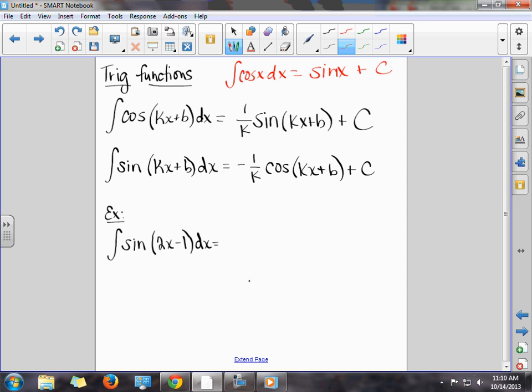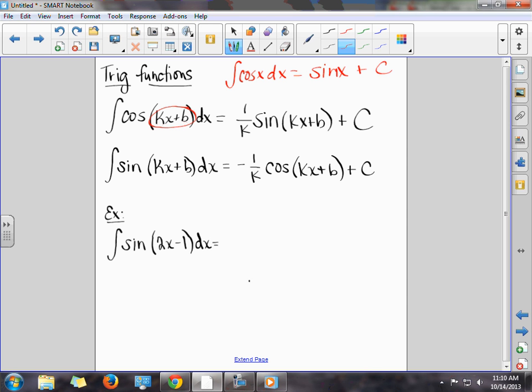Sometimes you have to flip-flop the positives and negatives to make sure that everything takes care of itself. But what happens if you want to take the cosine of some linear transformation, where you have a constant times x plus maybe another constant? This is pretty simple, and it's almost like using the chain rule backwards.